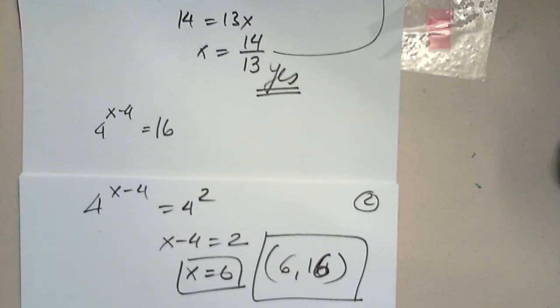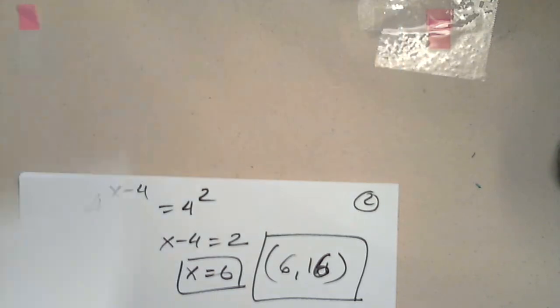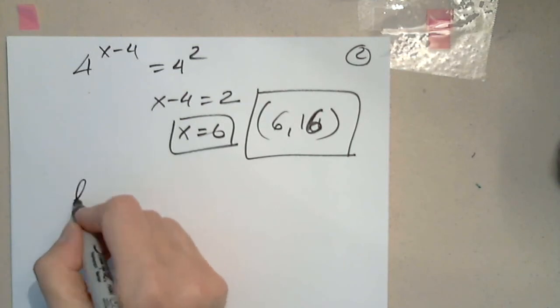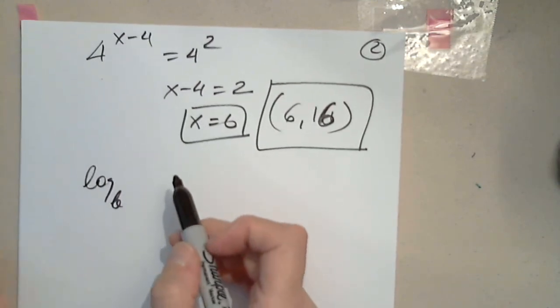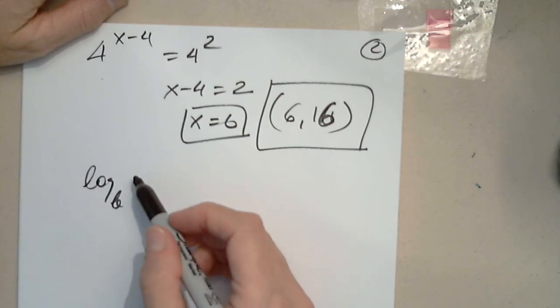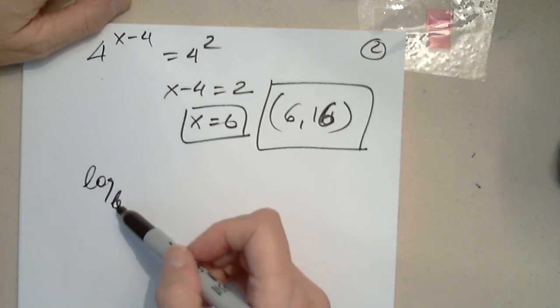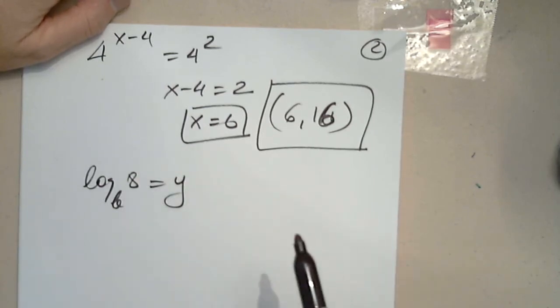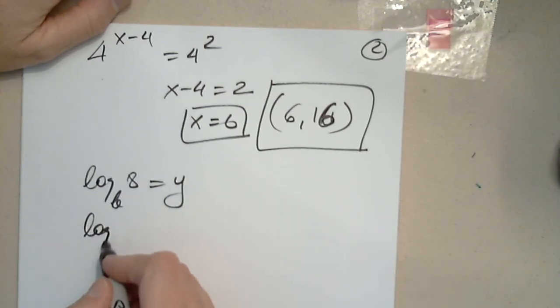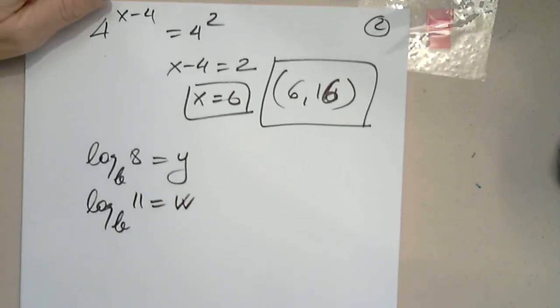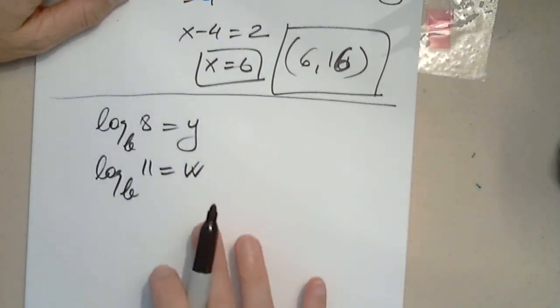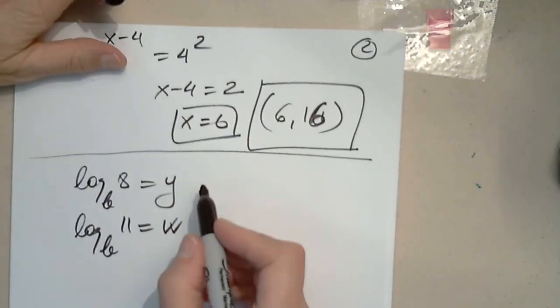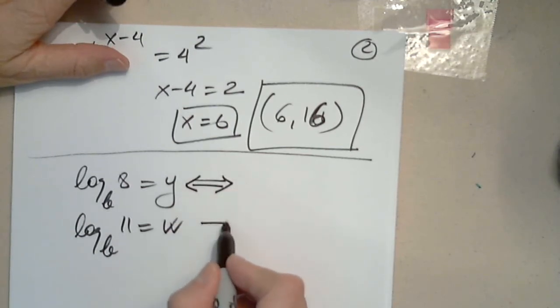I have one from the homework. It's from 4.3. Very good. And it says, let log base b 8 equals y, and log base b 11 equals w. Oh, I'm so sorry, I didn't get the chance to write it fast enough. Okay, log base b of 8 equals y. And log base b of 11 equals w. And then it says write the expression in terms of y and or w. And then the first question is log base b 64 equals.